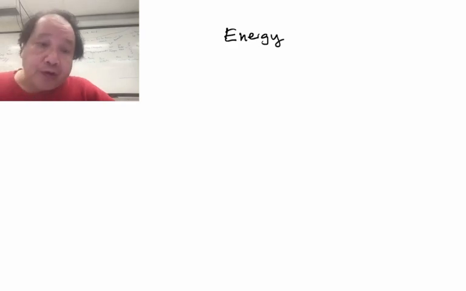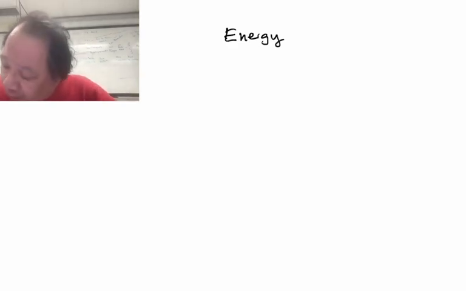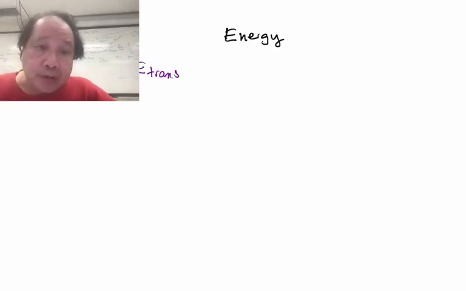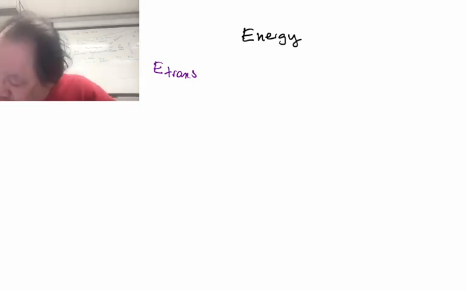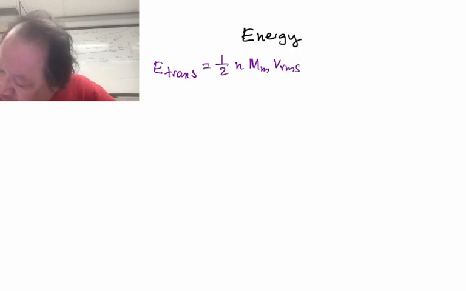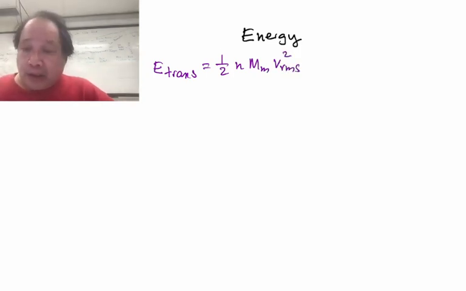Hi, in today's class we're going to look at energy. This is a very important concept. So far we've seen it, I think, in just one formula. In ideal gases, E trans is equal to 1/2 times n Mm v rms squared. But this is actually an example of a more general equation.